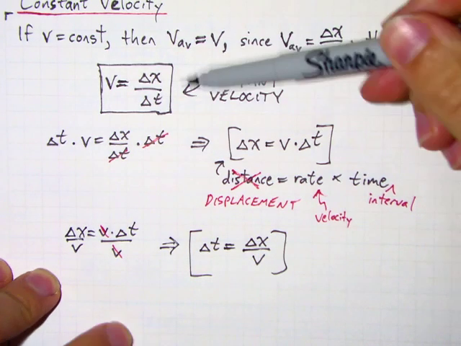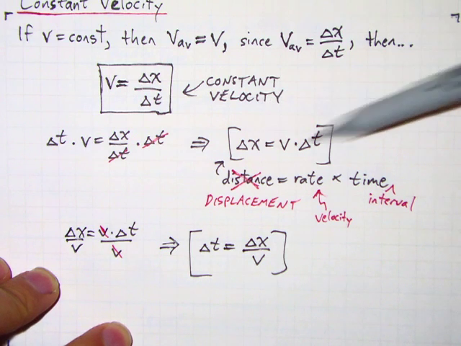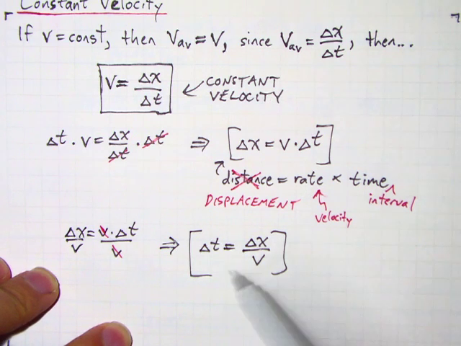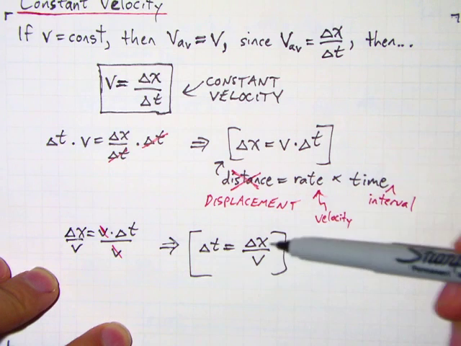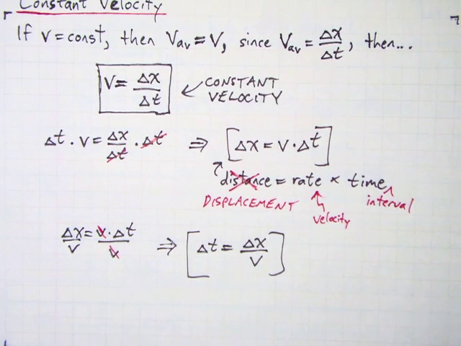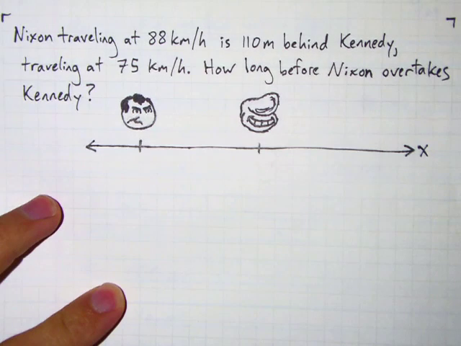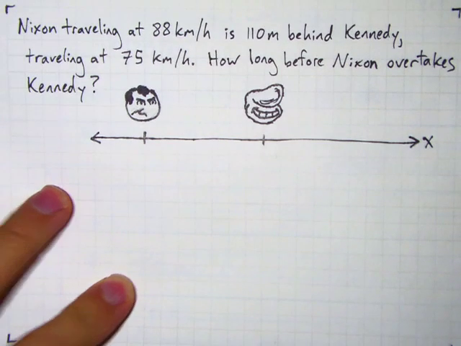Okay, so here's our constant velocity equation. Here it is rearranged to solve for the displacement when we know the velocity and the time interval. Here it is rearranged to solve for the time interval when we know the displacement and the velocity. All right, let's look at an example problem of sort of medium difficulty with objects moving only at constant velocity.